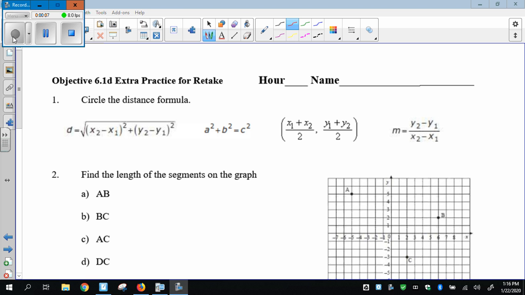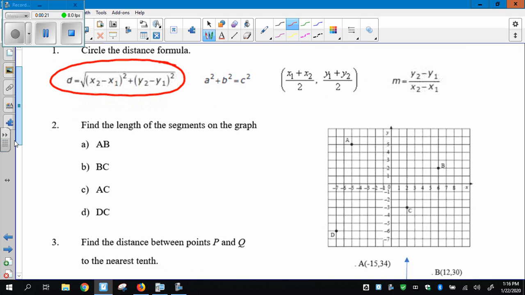This is Objective 6.1D Extra Practice, the distance formula. On the first one, we better get this straight. We want to pick the right formula, the distance formula. There it is. We're going to use that to find the distance between any two coordinates on a coordinate grid.